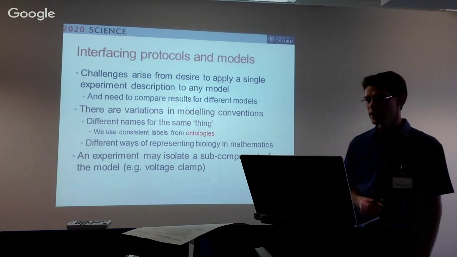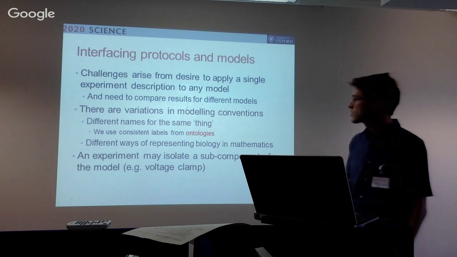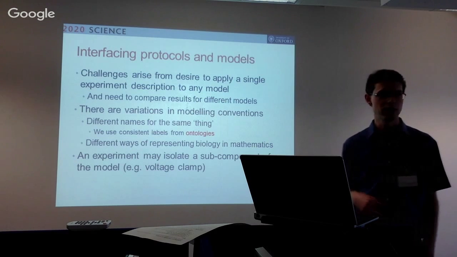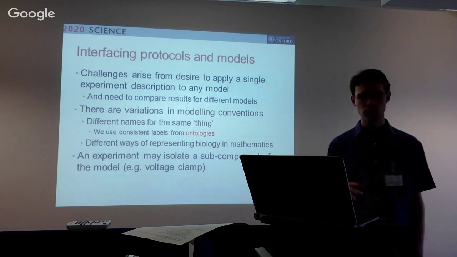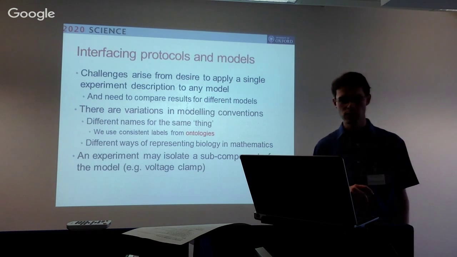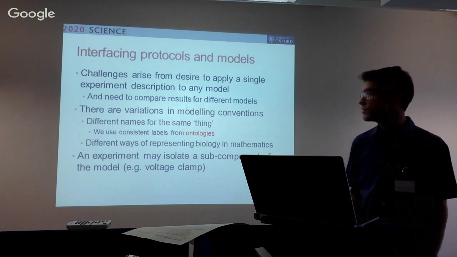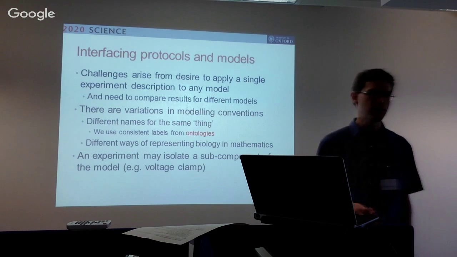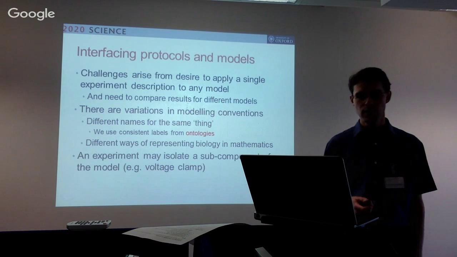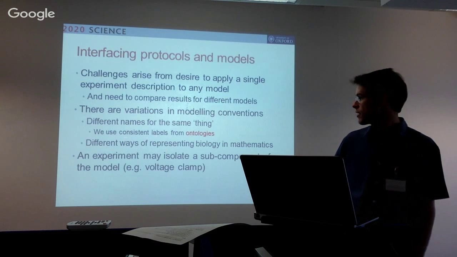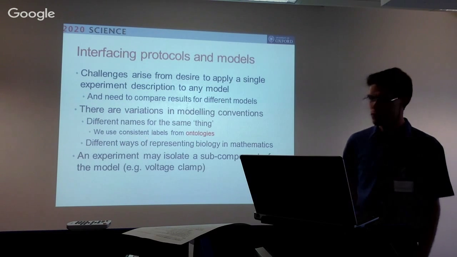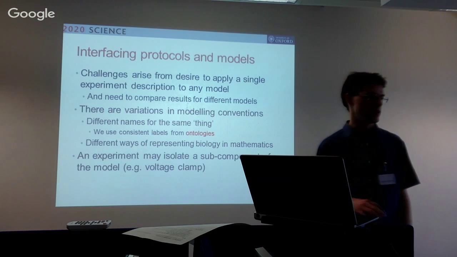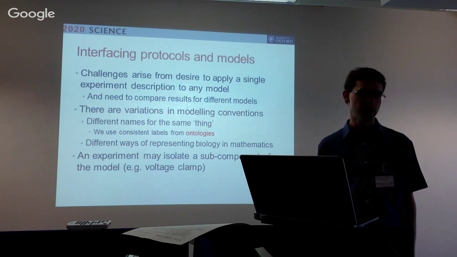So the model interface section, we've already mentioned most of this. I think the challenges from wanting to apply one protocol to a range of different models. And so we've talked about using ontologies for consistently labeling variables. And another challenge that comes up is different ways of representing the biology. And that's particularly often with currents.